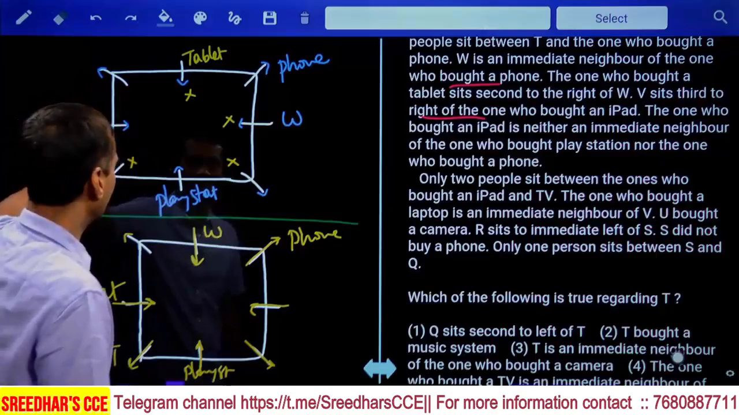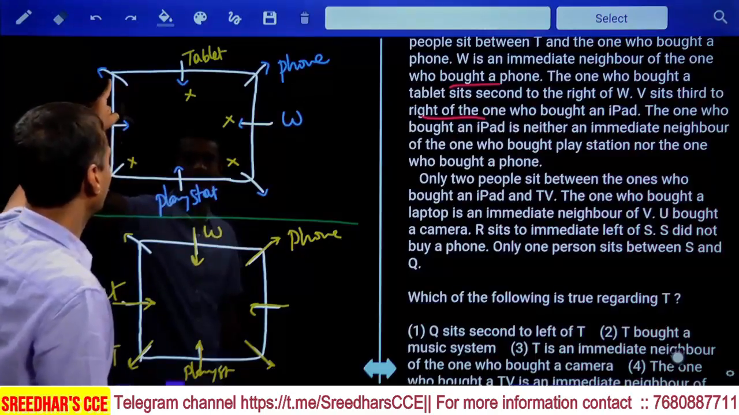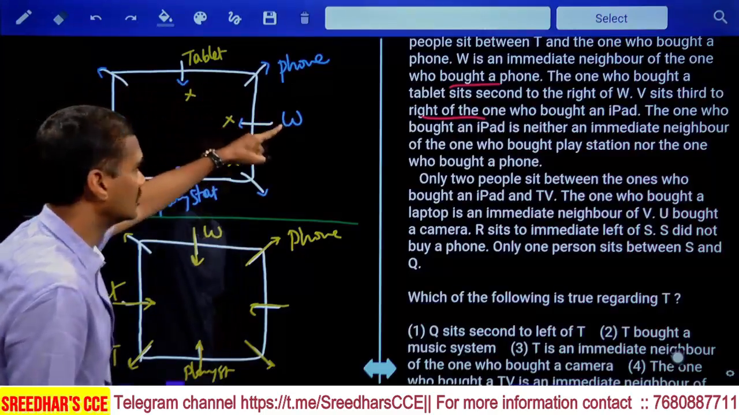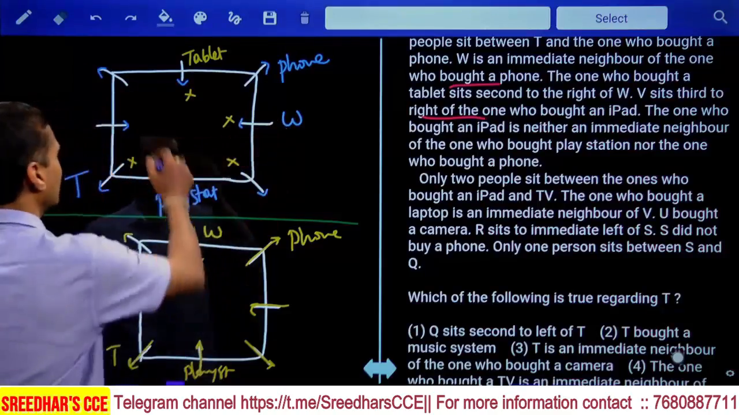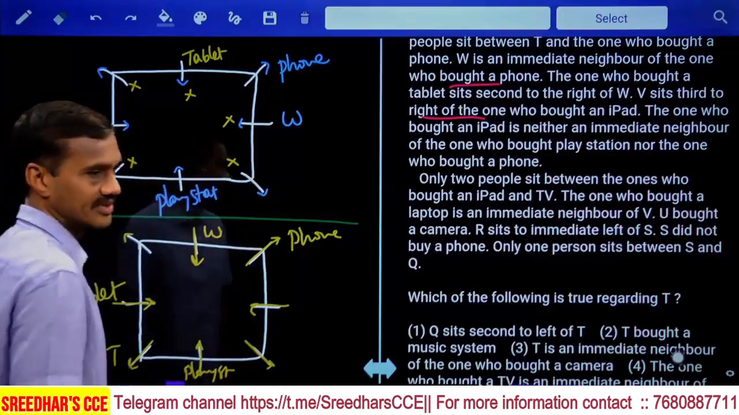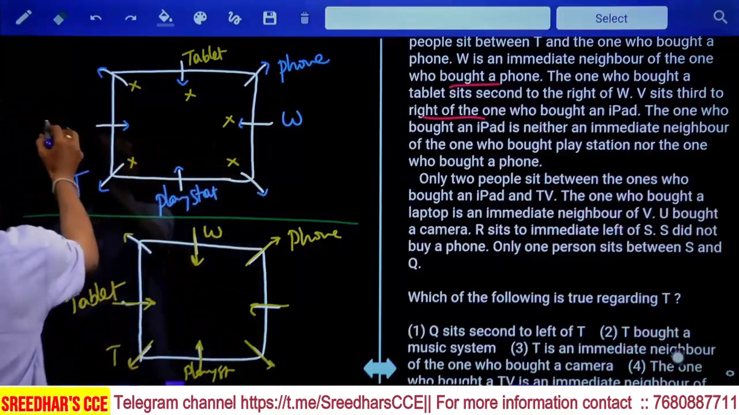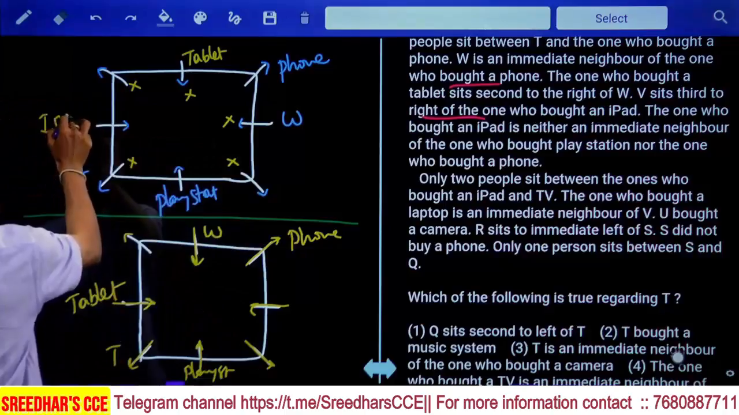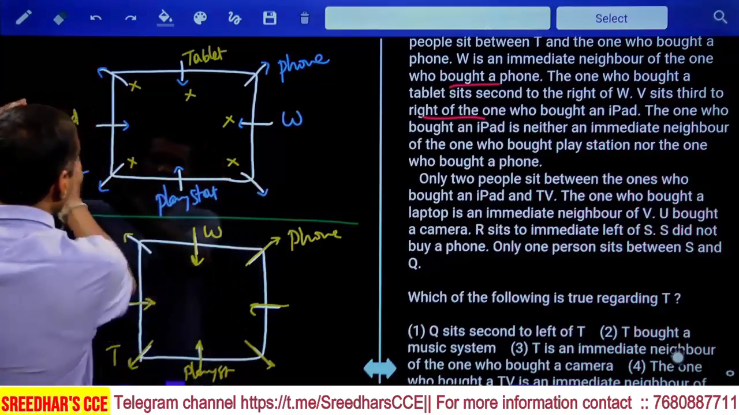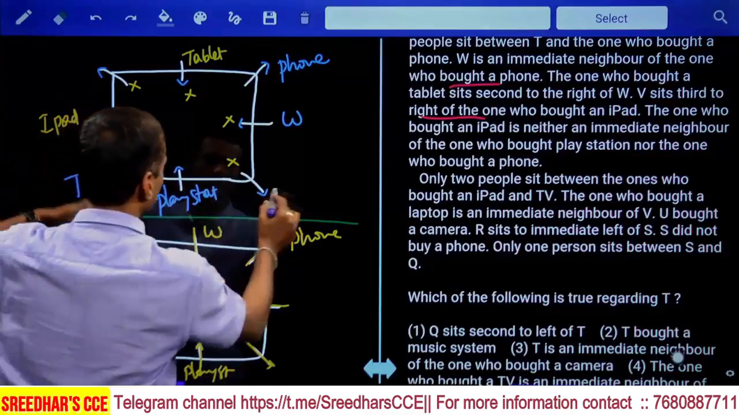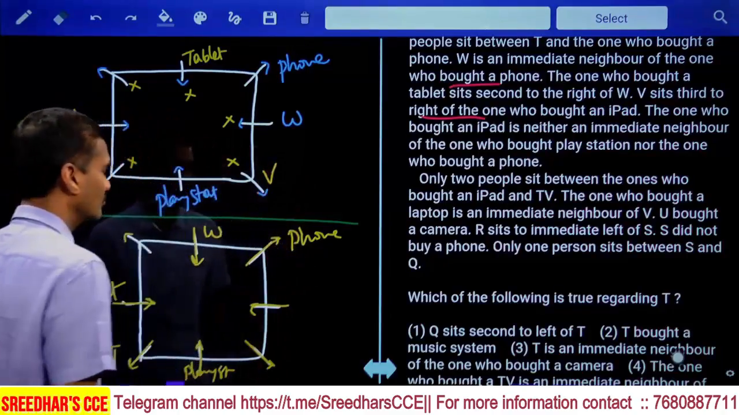If you take the iPad at this place, 1, 2, 3, third to the right of the iPad must be V. But as W is here, it implies that the iPad cannot be at this place. Then what is the only possibility we have? The iPad must be here. Now we are able to finalize the positions of the person who bought the iPad and V as well. Now this iPad is facing towards the center, 1, 2, 3. V sits third to the right of the one who bought an iPad.